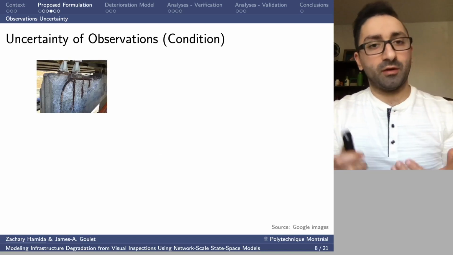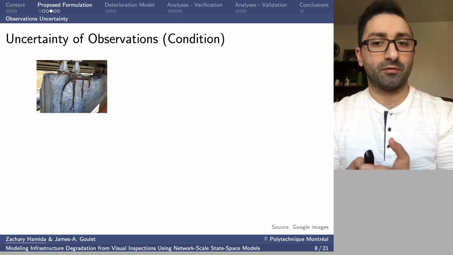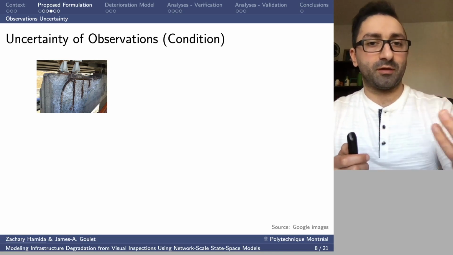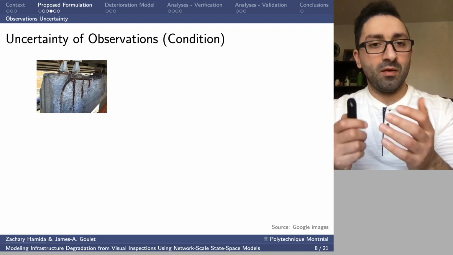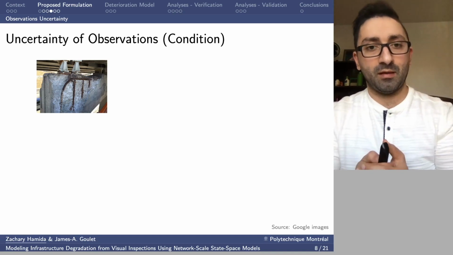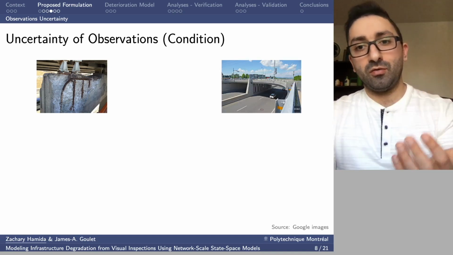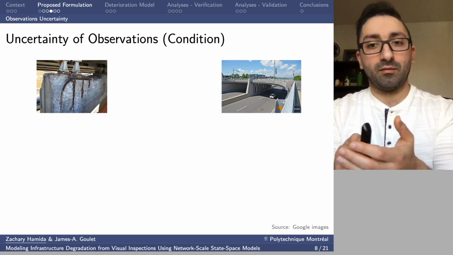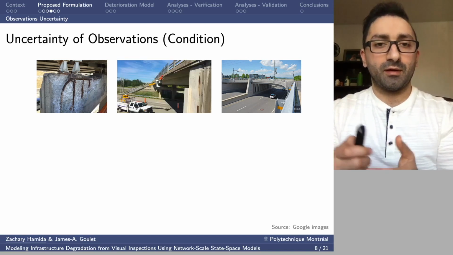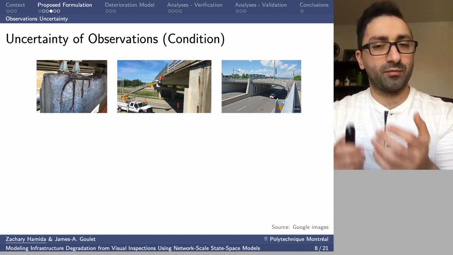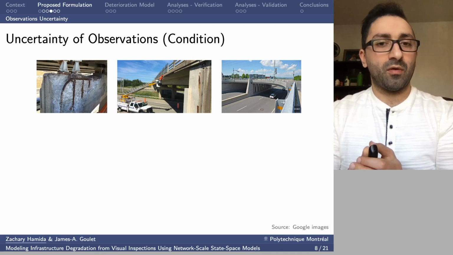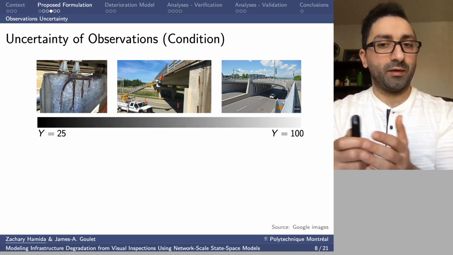Another challenge we have with visual inspection is the uncertainty of the observations. If we look at the structural element shown in the picture on the left-hand side, we can tell with high confidence that this structural element is in a poor condition. Also, if we look at a structural element in a new bridge or new structure, we can tell with high confidence that this structural element is in a perfect condition. However, for cases that are in between, it becomes much more challenging to determine the deterioration state. That's what we refer to as the gray area between the two extremes.